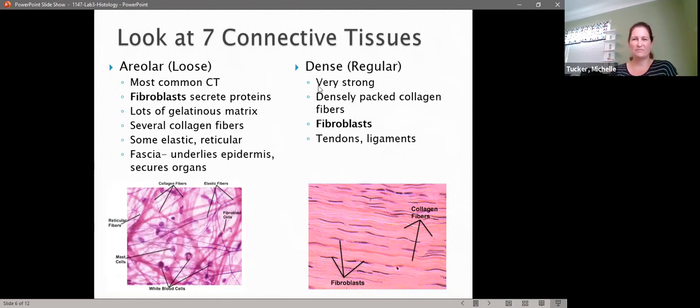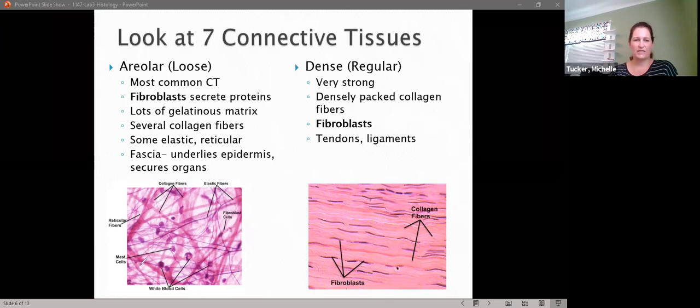That would be the loose connective tissue. It's an underlying tissue. It's in fascia, it's in dermis. It's one of these tissues that's found in many different locations, but not really in a specific location. It is the most common connective tissue. Its cells are called fibroblasts, and they secrete collagen fibers.